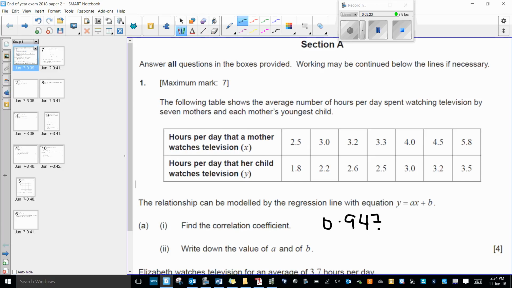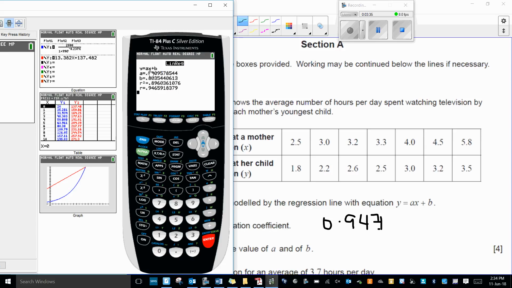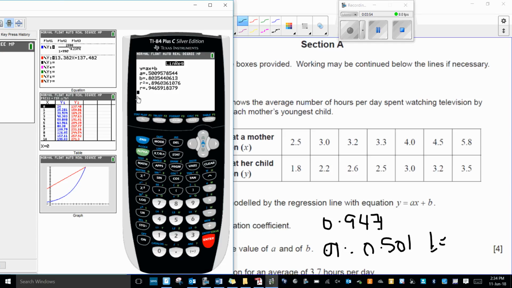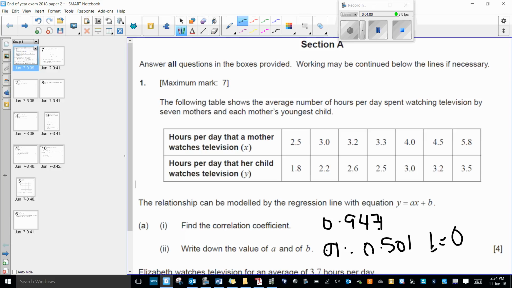Okay. Write down the value of A and B. We're talking about the regression line. Now notice A is the value in front of the X and B is the other number. So A is the number in front of the X, B is the other number. So we're reading these values directly from the calculator. So that's going to be 0.501, and I'm going to have to write it. And B is 0.804. Okay, done.